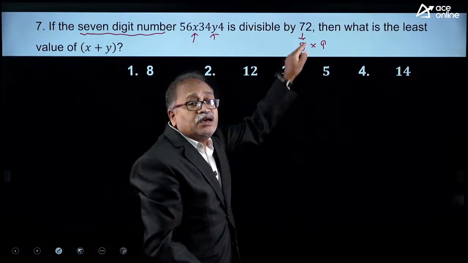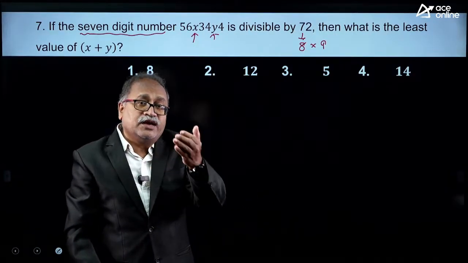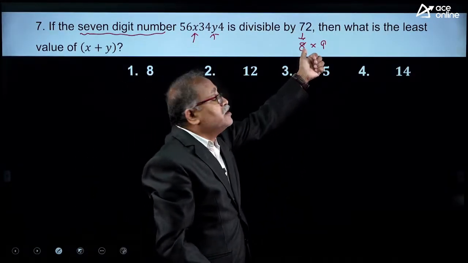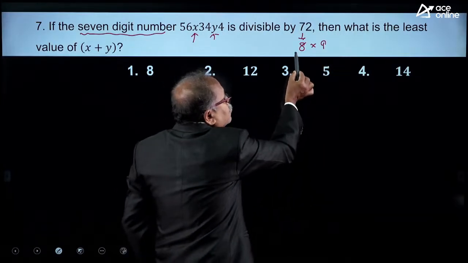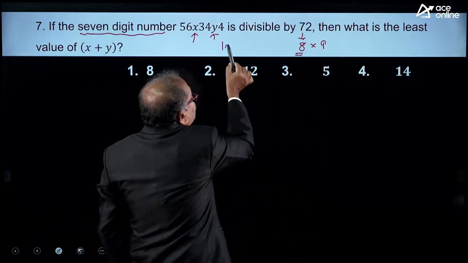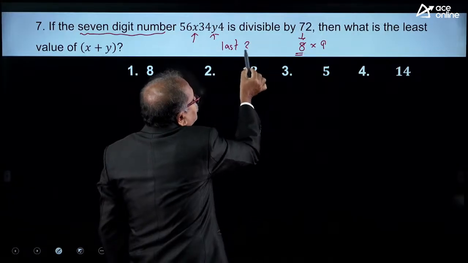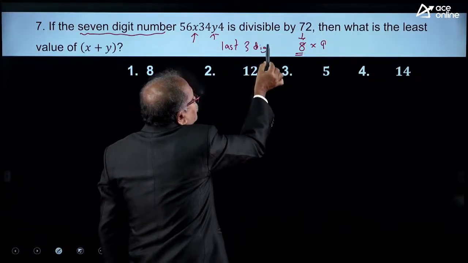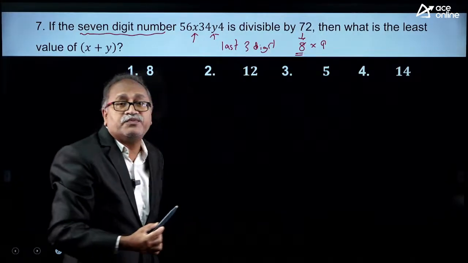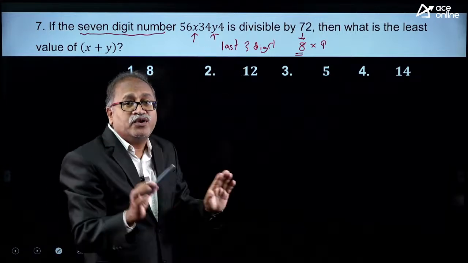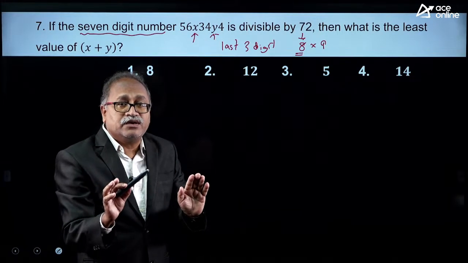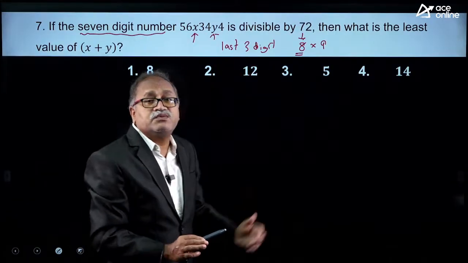So if a number has to be divided by 72, that means it has to be divided by 8 and also by 9. What is the divisibility rule of 8? The last 3 digits. If they are divisible by 8, the whole number is divisible by 8. The last 3 digits, that is 4y4, should be divisible by 8. Then the whole number is divisible by 8.